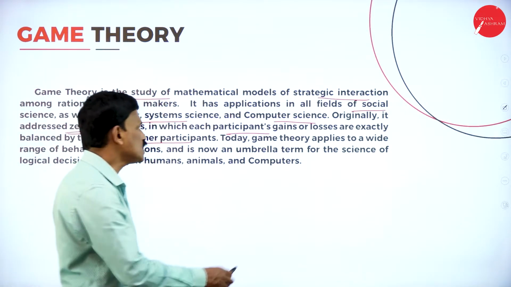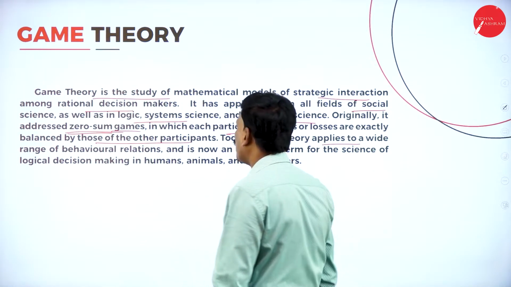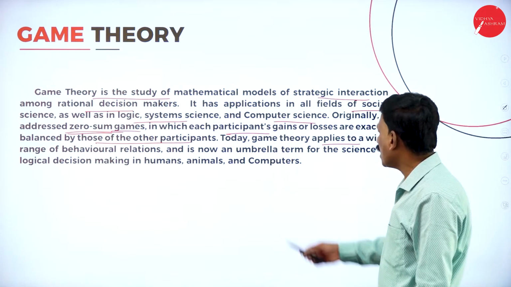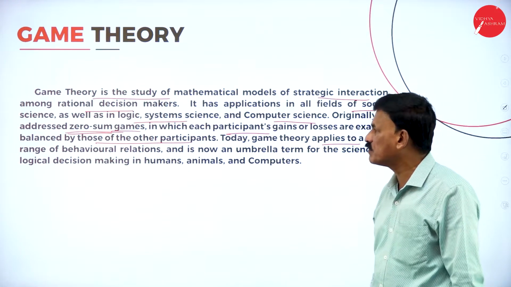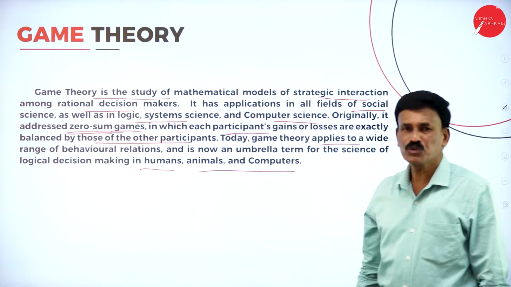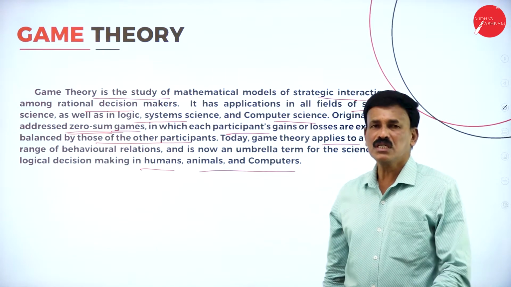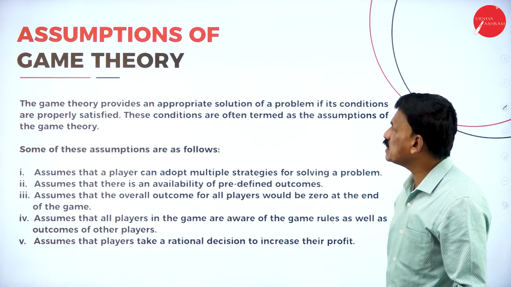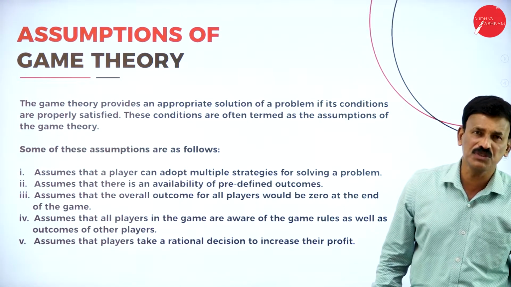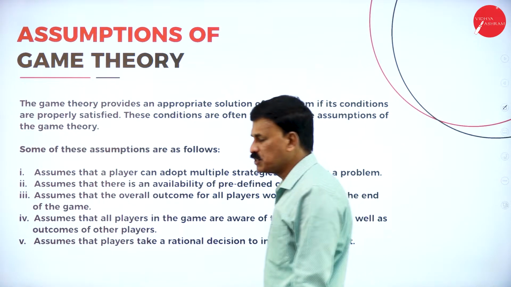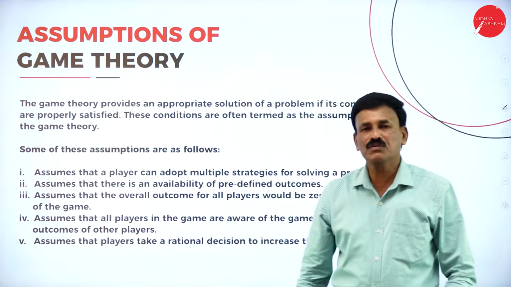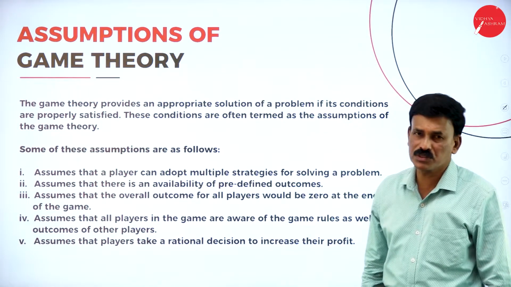Today this game theory applies to a wide range of behavioral relations and is now an umbrella term for the science of logical decision making in humans, animals and also in computers. So now let us know the assumptions of game theory. There are a few assumptions. Based on these assumptions, we are going to solve the problems for a game.